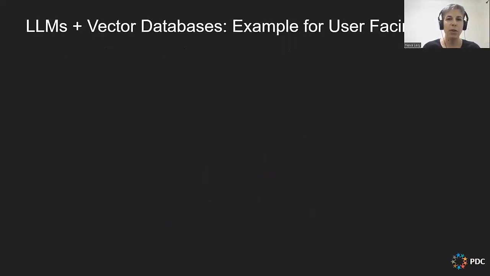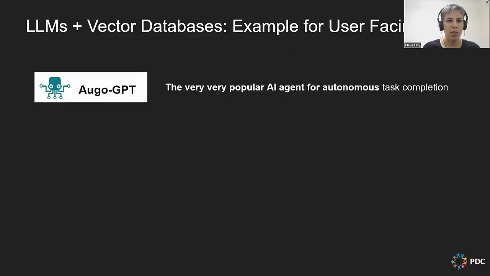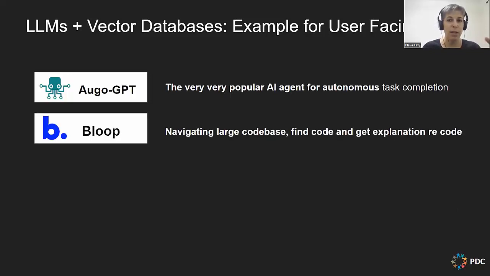Here we have examples of user-facing applications or use cases. AutoGPT, the very, very popular AI agent for autonomous task completion. You give it a task, it breaks it into subtasks, and it goes to the internet, it manipulates files. And, you know, this is the future, and it's mind-blowing. It was the first AI agent, I think. Bloop, which is a more established, production-ready, I think, and I'll say why, or enterprise-ready application. Navigating a large code base, finding code, and getting explanations in natural language. This is like the opposite of Copilot.